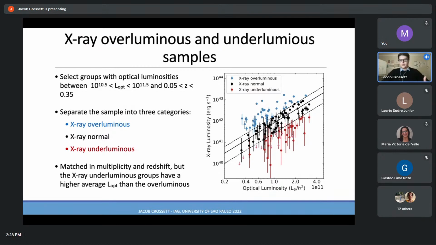So to analyze these groups and look at why we see some that are really bright and some that are really quite dim, we divide our sample into three subsamples. We've got in blue the groups that are X-ray overluminous, that have a high X-ray luminosity for their optical luminosity. And in red, we have the X-ray underluminous, the ones that are quite faint for their optical luminosity. We make some cuts in redshift and optical luminosity to get the samples to be about the same in terms of number and the range of parameters such as multiplicity. But we do note here that the red points, the underluminous, are slightly larger in optical luminosity, so slightly higher mass than the overluminous ones.